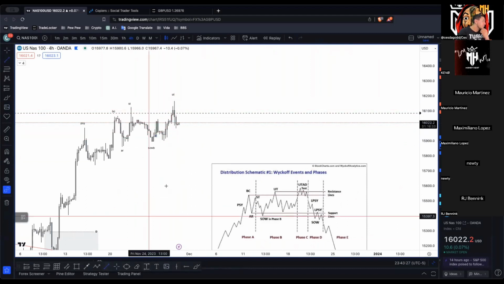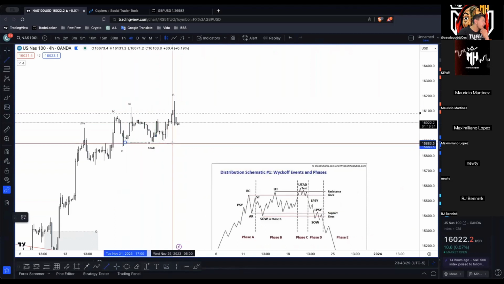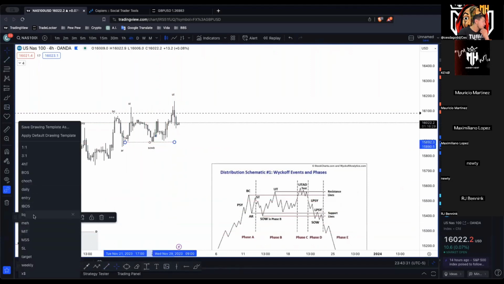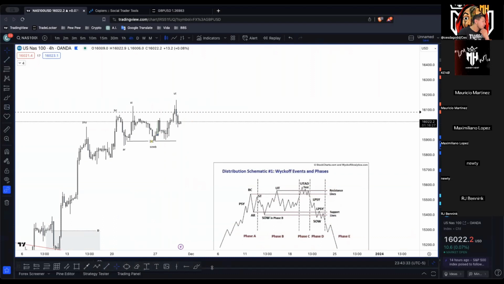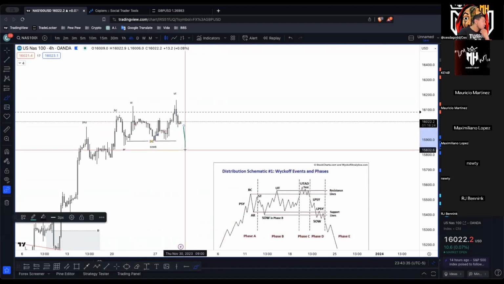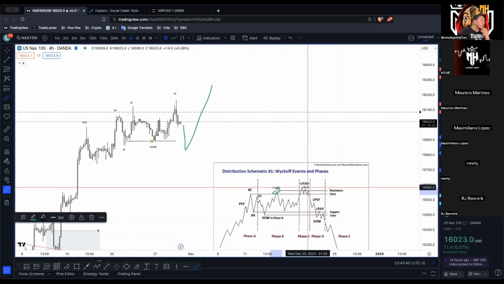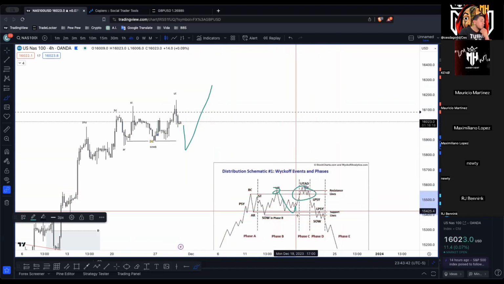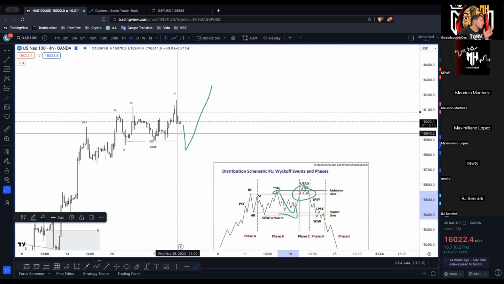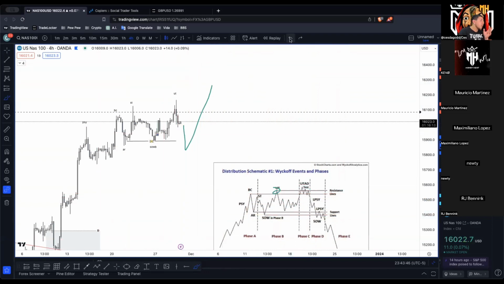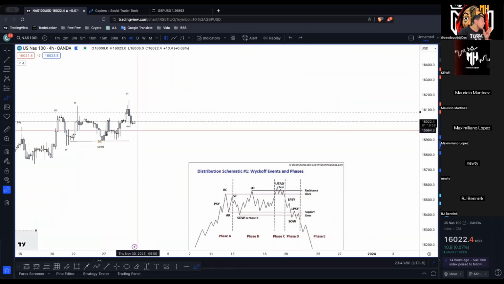So I'm curious to see if and when we take out this relative liquidity. And then what? Are we just going to run back to the downside and then come back up for maybe this? Because currently we're here. So I don't know if we're going to get a UTAD or if we're just going to start dropping straight down in a, what's it called, a Wyckoff distribution number 2 kind of schematic. Feel me? So right now I'm kind of curious.